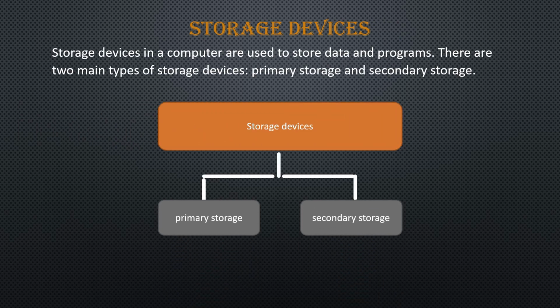Storage devices. Storage devices in a computer are used to store data and programs. There are two main types of storage devices: primary storage and secondary storage.